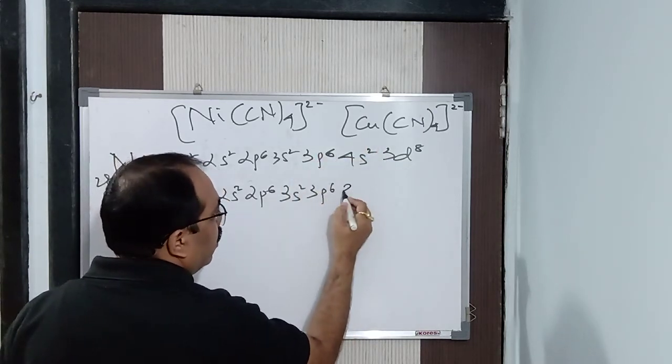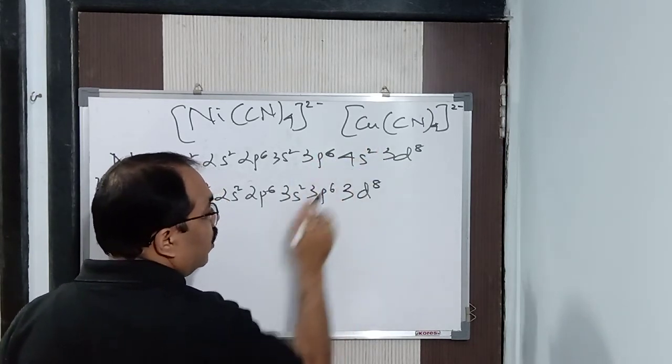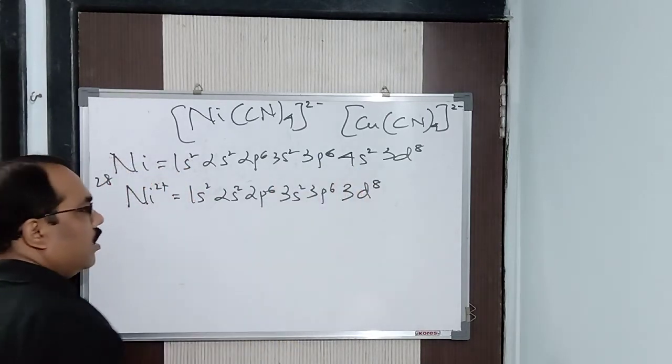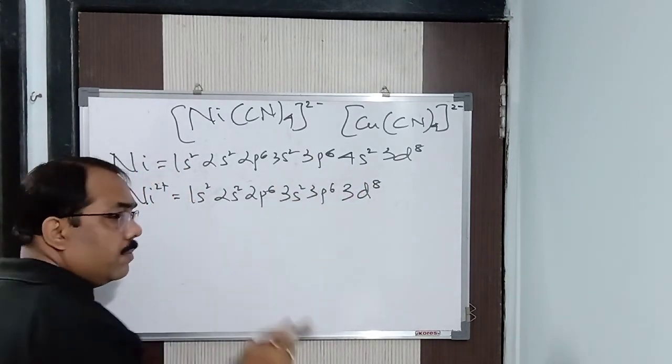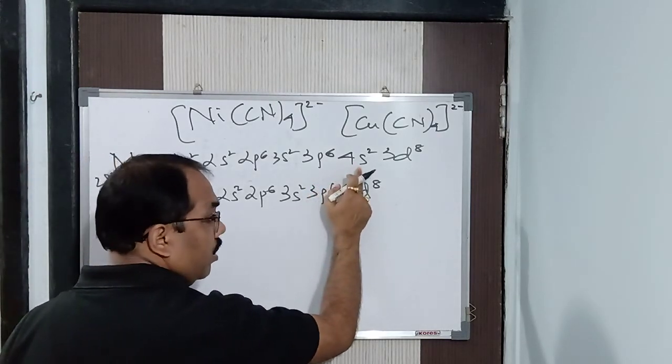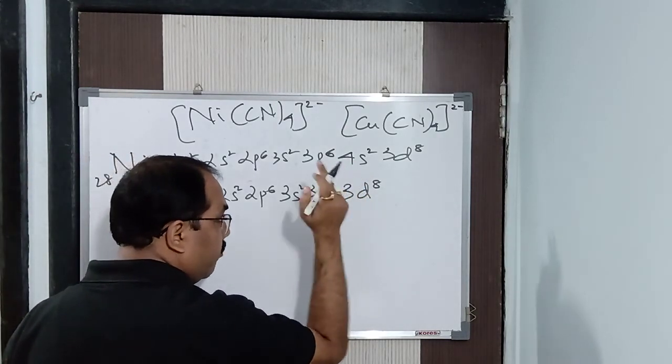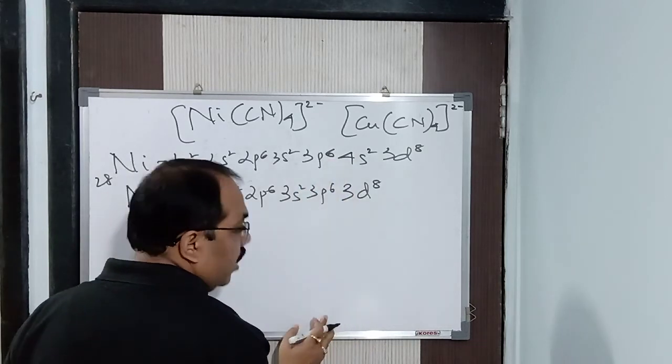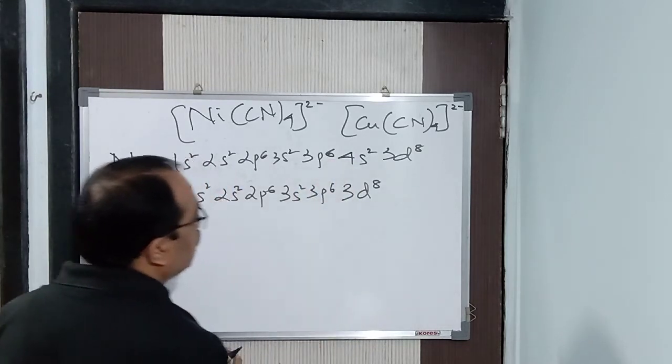I have taught you already. So from here, 2 electrons will be lost, from 4s, because the highest principal quantum number determines the outermost shell. So this is the outermost shell, and 2 electrons will be lost from here. See carefully, understand it carefully, and recapitulate what I have taught you in atomic structure. So it will be 3d8.